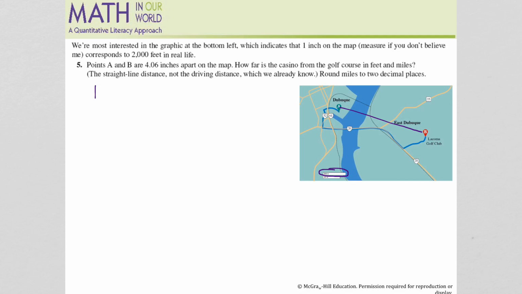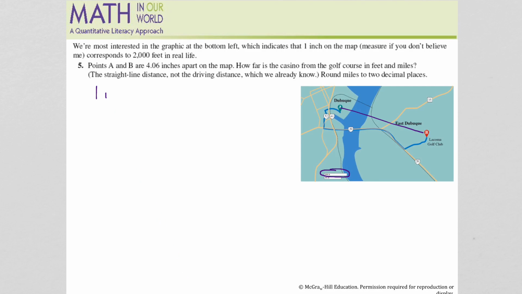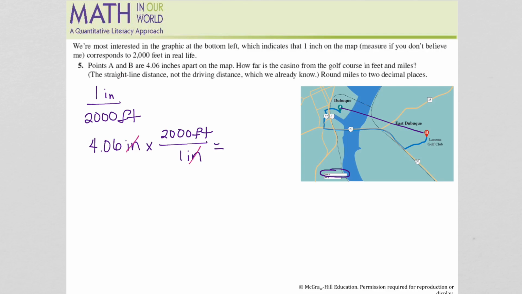Okay, so we know that 1 inch is 2,000 feet, right? So we have 4.06 inches, and we're trying to get bigger. So we're going to multiply by the 2,000 feet on top. Notice how this cancels out inches for us, okay? And we're just left with feet. So 8,120 feet.